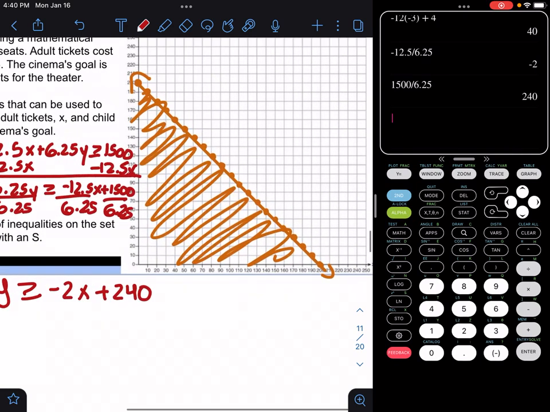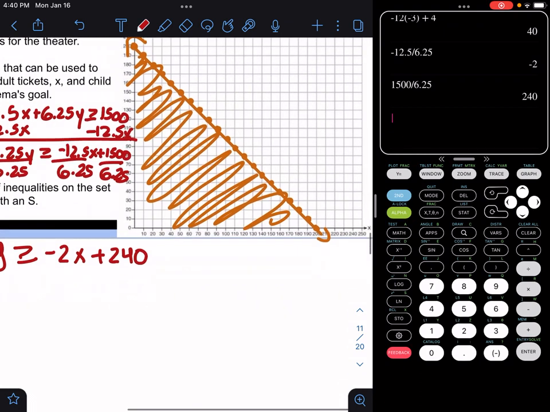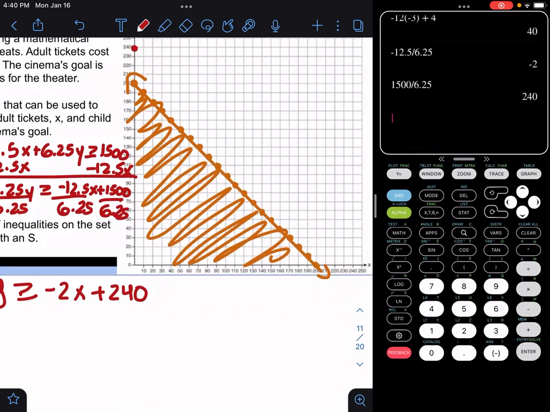All right, this means I'm going to start at 240. And I'm going to go down 2 to the right 1, down 2 to the right 1, down 2 to the right 1, down 2 to the right 1.